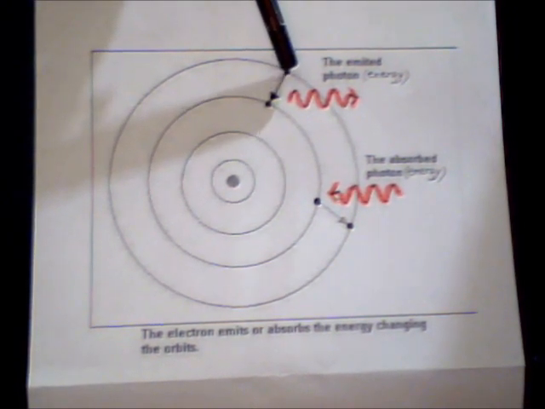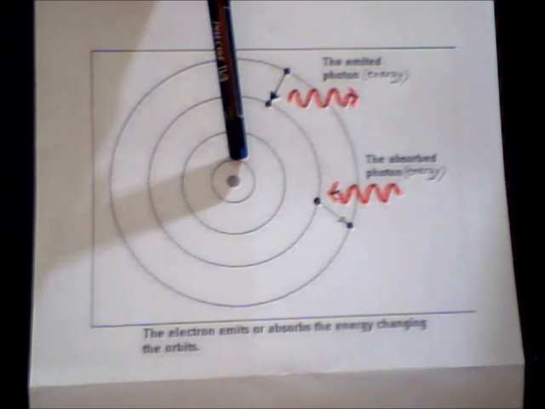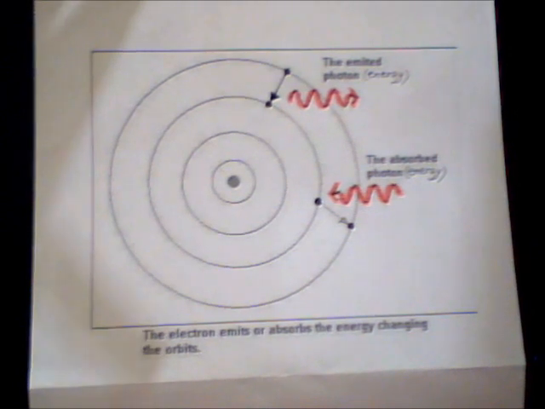So if an electron is coming from a very high energy level and dropping down to a very low energy level, there's going to be a lot of energy released. And if there's a lot of energy released, what color light do you think is associated with that? Violet. The violet. Very good.